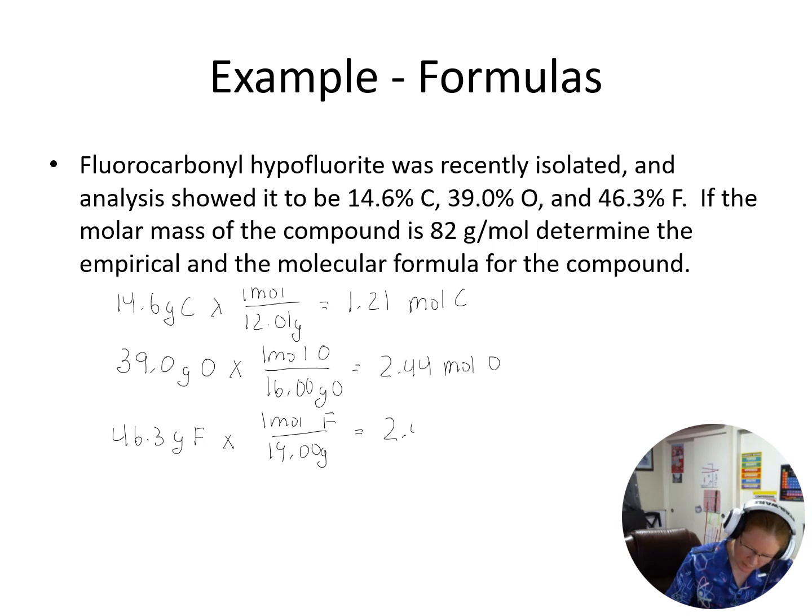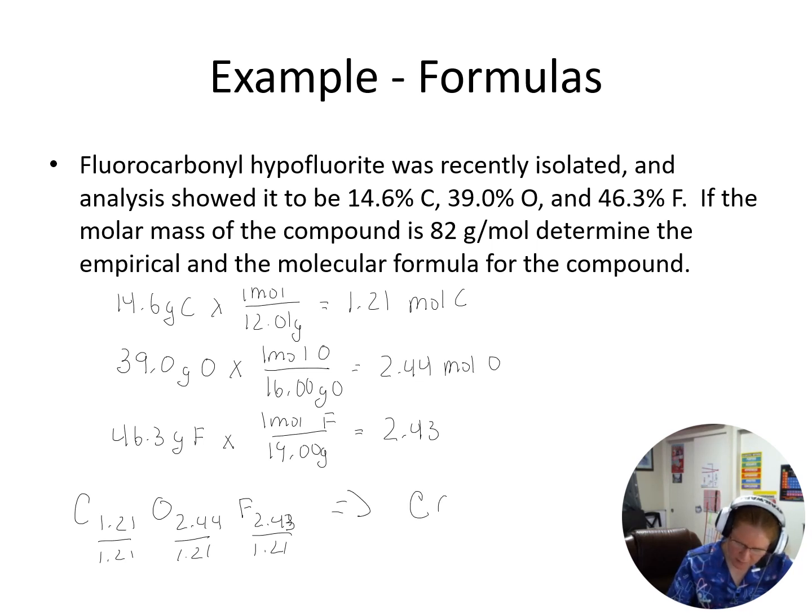We get 2.43. So we'll get carbon 1.21, oxygen 2.44, fluorine 2.43. We'll divide by the 1.21, and we end up with CO2F2 as our empirical formula. So now we have to take our empirical formula and what we know about the molar mass of our compound and figure out our molecular formula.